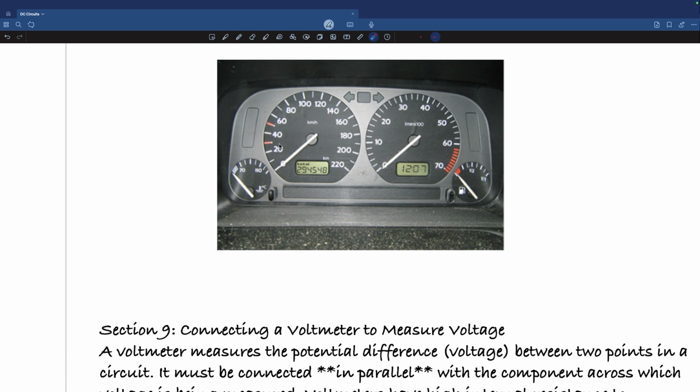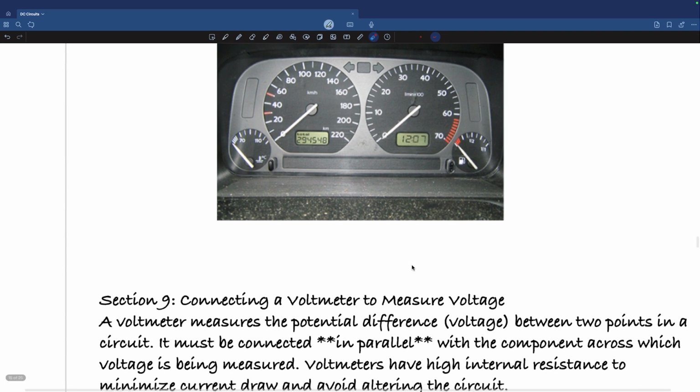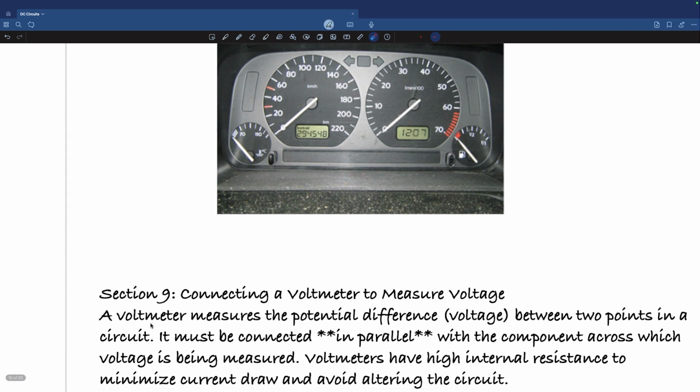Now, did you know that all these gauges that you see in your car are basically voltmeters? They are meters, of course, but they are voltmeters showing the voltage. Now, a voltmeter is used to measure voltage. And the most important thing is for you to remember that a voltmeter must be connected in parallel, because it should be connected across the 2 points where you want the voltage.